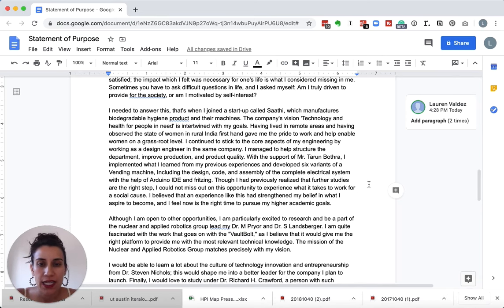So, again, I want to see a little bit more storytelling in this. So here the person's saying, I've lived in remote areas and I've observed the state of women in rural India. So for the readers in the US who know nothing about rural India, what does that actually look like? Paint a picture. When you're in rural India, what is happening for women? What are their challenges? What's going on that makes you connected with wanting to serve them?